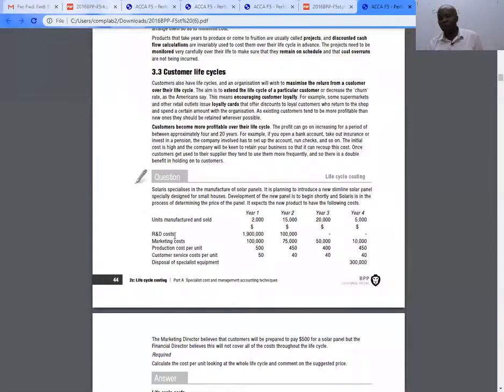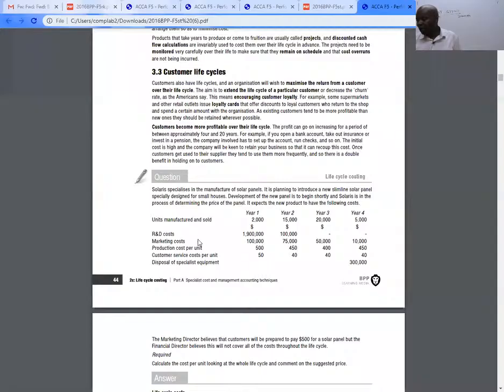Research and development costs, they have not made any mention to do with per unit. So what I will do, I'll come and add 1.9 plus 100. I'm basically looking at the research and development cost incurred for the entire life cycle, which is 4 years. So 1.9 plus 100,000. Could you kindly give me that answer? So we have here research and development, I can see this amount, 2 million Kenya shillings. I hope you're able to see where I've gotten the 2 million from.